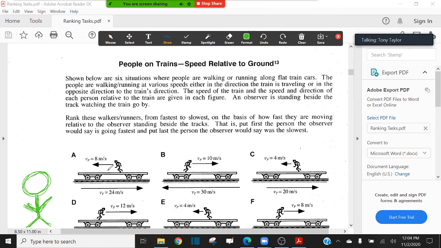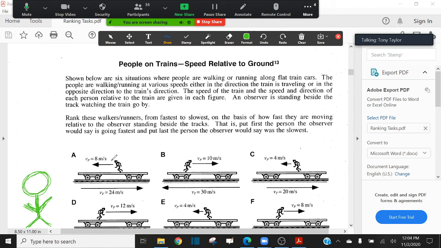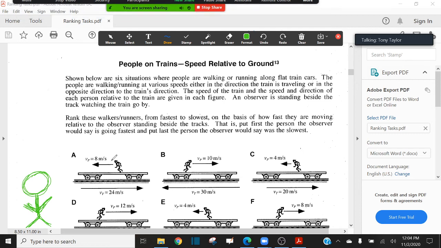So guys, the question is, what do you think here? If this person in green sees the train moving at 24 meters per second, and this person is moving at 8 meters per second relative to the floor of the train, from the perspective of the individual in green, how fast is this person moving? Exactly. Thank you, Zoe. Thank you, Hannah. Thank you, Tyra. 16 meters per second. Exactly. And here's how you knew that.